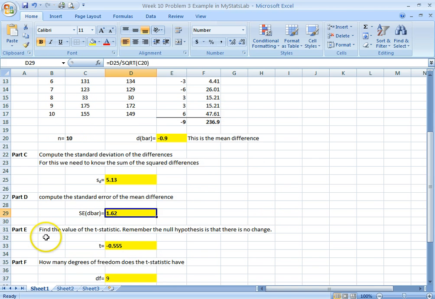Moving right along, part E. Part E asks us to find the value of the t statistic. Now remember that our null hypothesis says that there's no change, so we're going to be using 0 in our formula here, and you see E20, our mean of negative 0.9, minus 0, because there is going to be no change, divided by D29, our standard error, and we get our t-stat to be negative 0.555 once we round it. Okay, pretty good so far, huh?